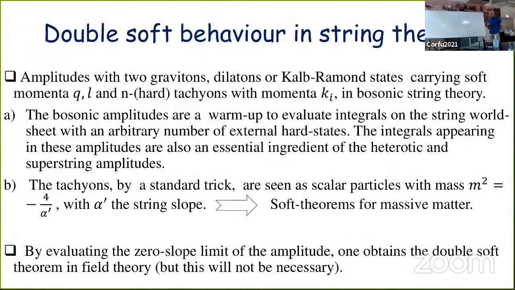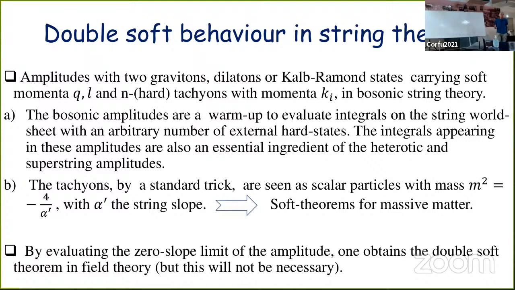So let's start. I start by discussing the soft theorem computed by considering two massless states in string theory. Massless states means two gravitons, two dilatons, and two Kalb-Ramond fields, in interaction with n tachyons, which carry hard momentum. Why consider the bosonic string? Because this calculation is really hard, as we will see, and therefore this is the simplest amplitude that one can consider. However, this is just a warm-up for two reasons. First, as you have already seen in the case of a single soft photon, this amplitude already captures all the main features of the soft theorem. Furthermore, the bosonic amplitude is an ingredient of heterotic and superstring amplitudes. Therefore, this is just the first step toward a more consistent calculation.